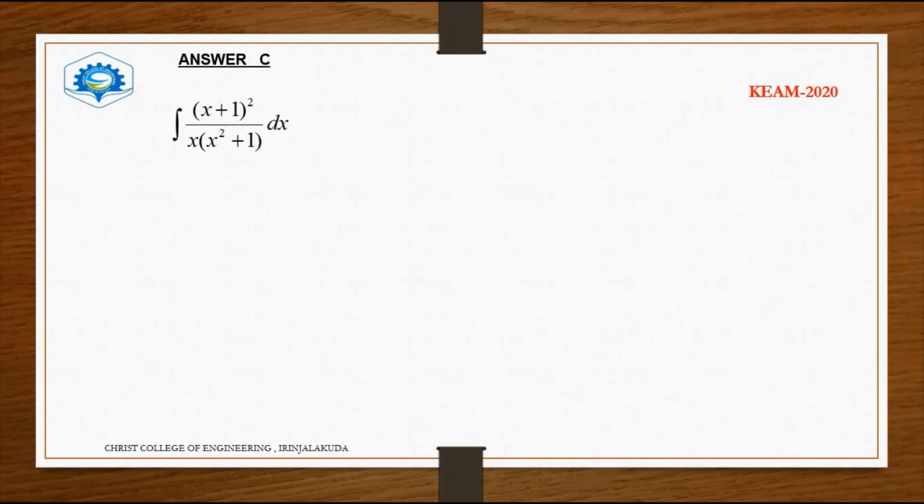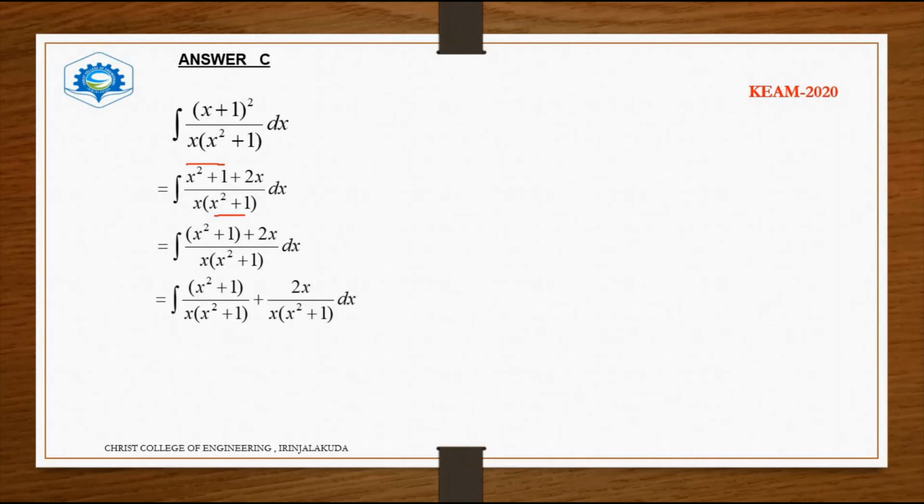Now, you have already studied an identity, isn't it? A plus b whole square in the numerator. Apply that identity. So, you will get x square plus 1 plus 2x. Now, compare the numerator and denominator. You have the denominator as x square plus 1. So, group the terms x square plus 1 in your numerator. After grouping, you can split the integration into 2, and then after splitting, you can cancel the common terms.